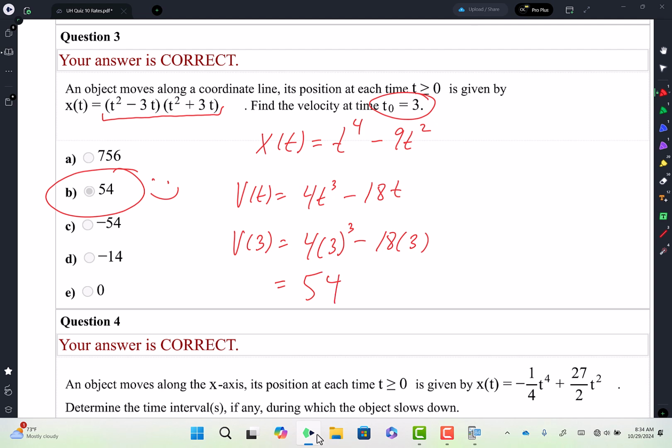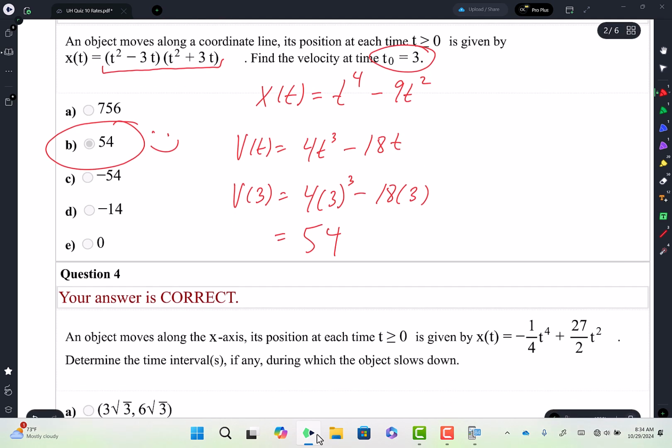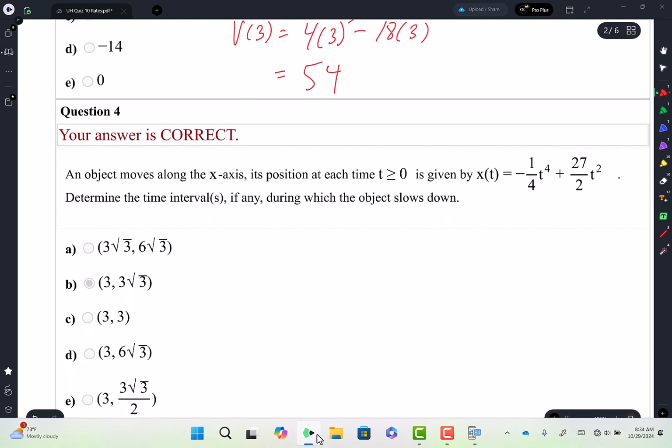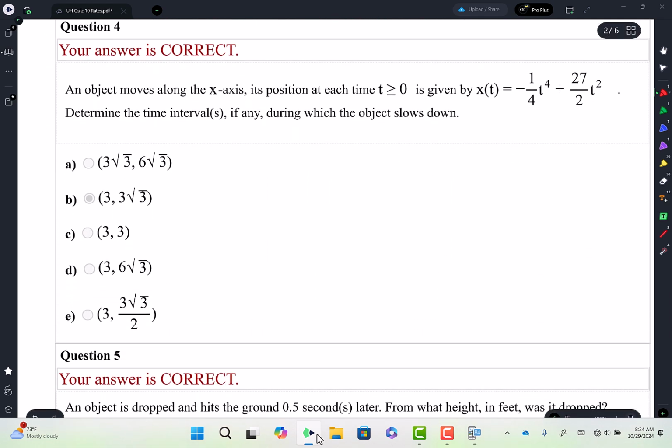Are we feeling okay so far, guys? All right. Question number 4. Ooh, I love it. We haven't talked about this formally, but it's a good question. An object moves along the x-axis. Its position at each time t greater than 0 is given by, and they give you an equation. Determine the time intervals, if any, during which the object slows down.